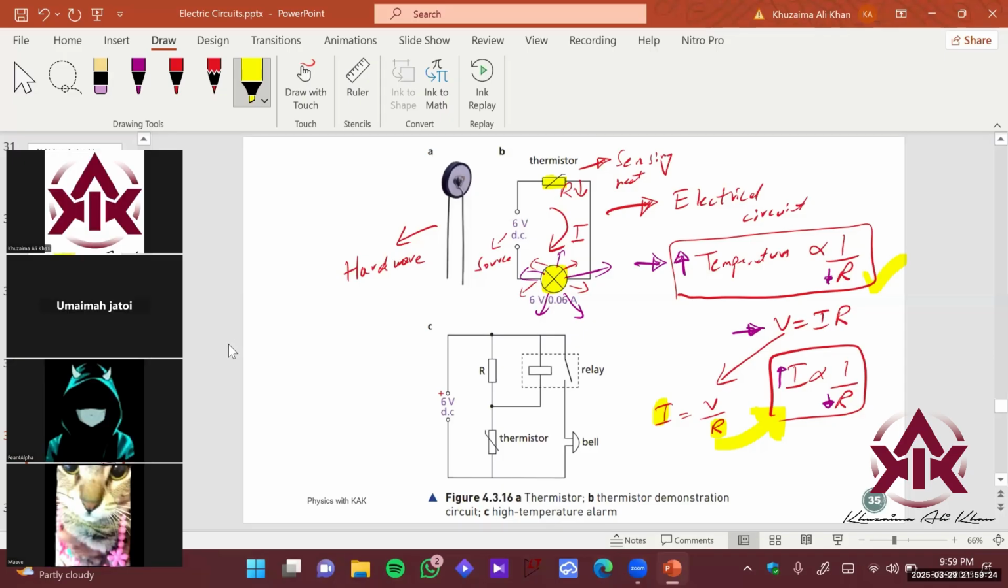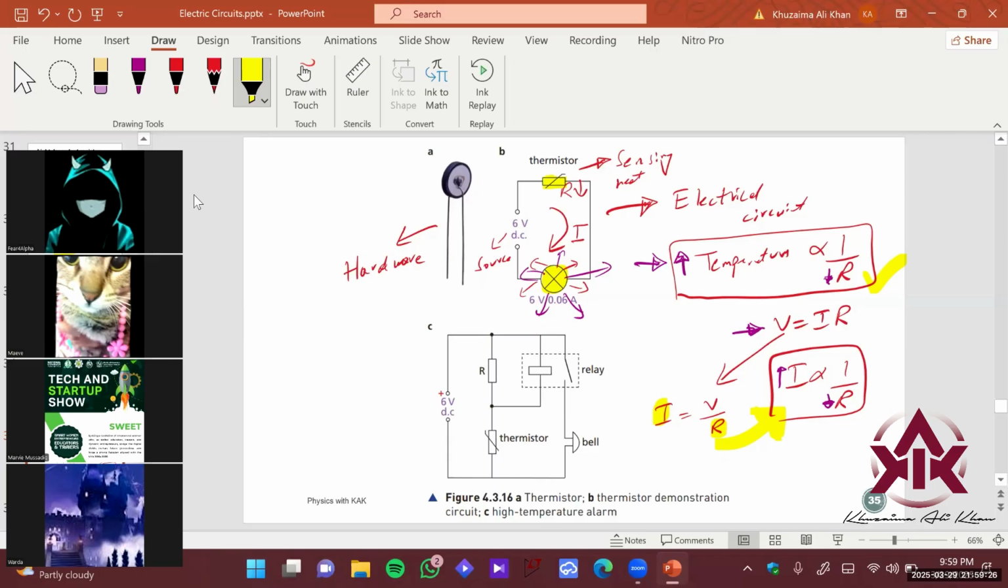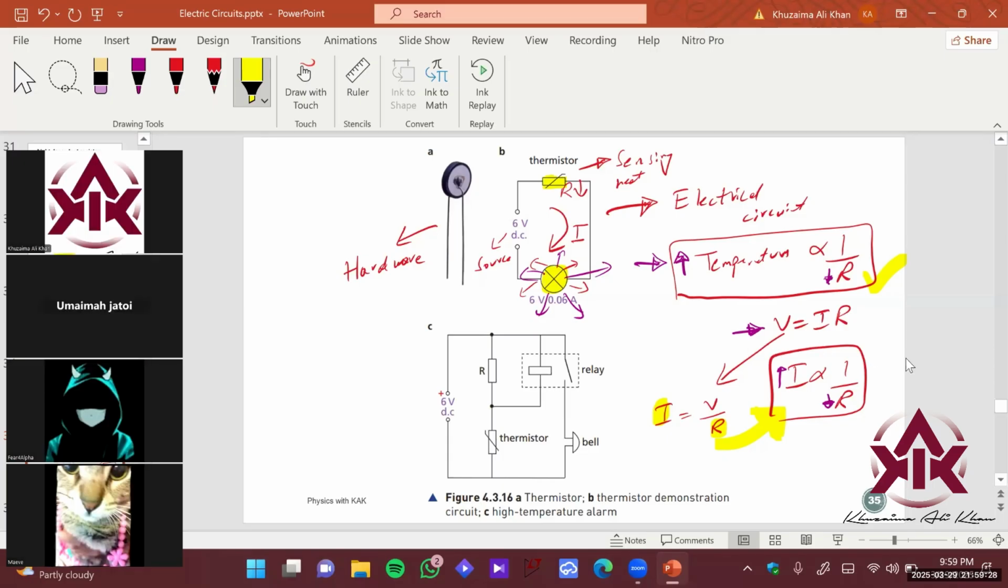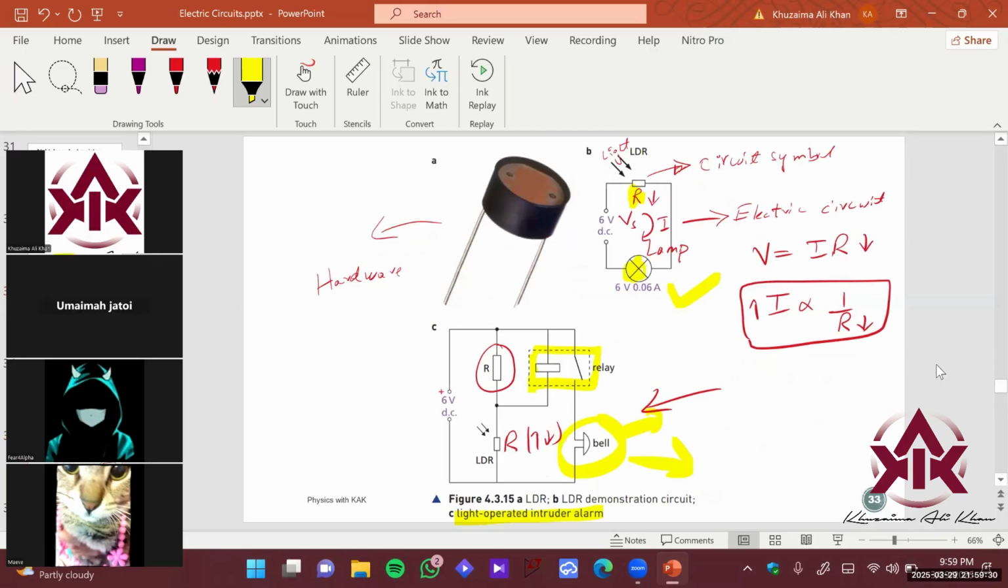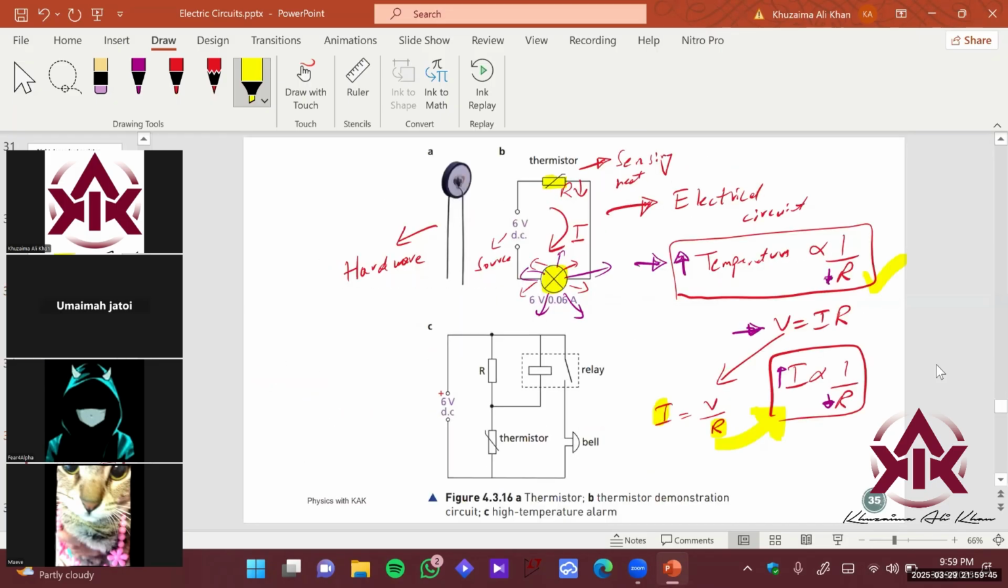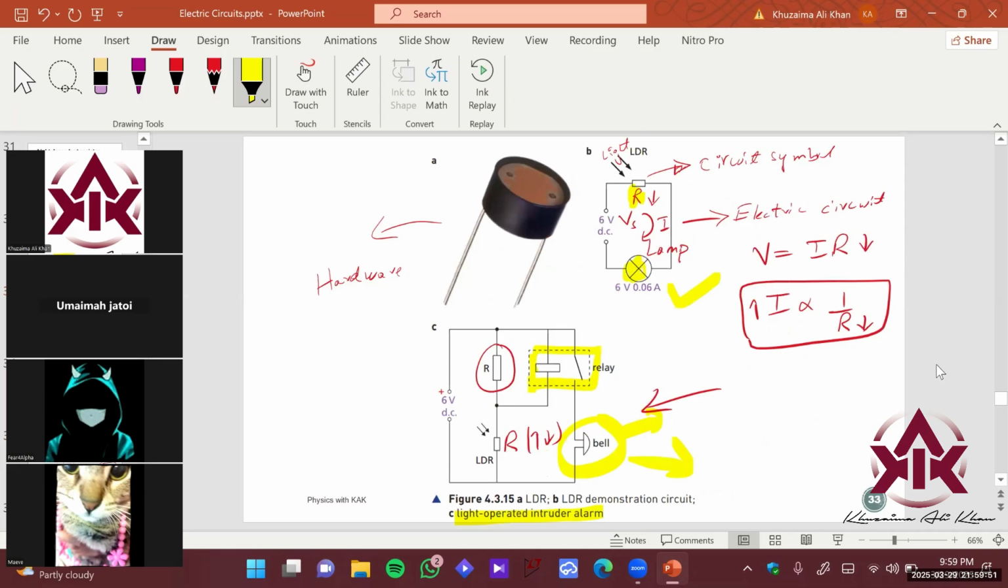Okay, good. Again, it's pretty similar to the LDR. What was happening in the LDR? If you recall, in the LDR we were sensing the light intensity. So as light intensity increased, the resistance of the LDR decreased. Similarly, the overall current is going to increase and the lamp is going to glow more brightly. What is the difference here? Here it is sensing heat. Thus, the working is the same as that of the LDR, right?